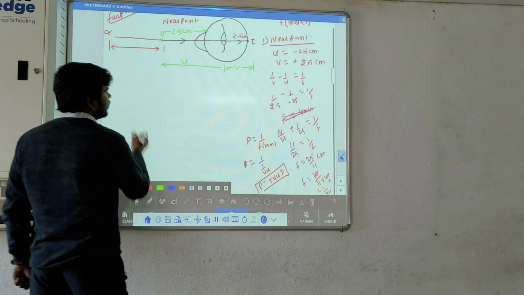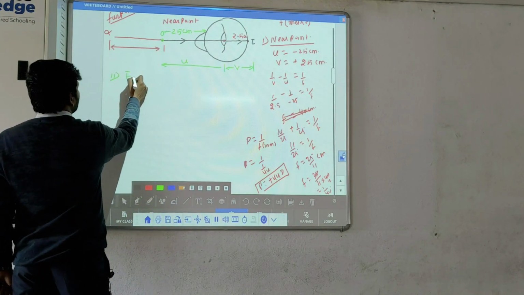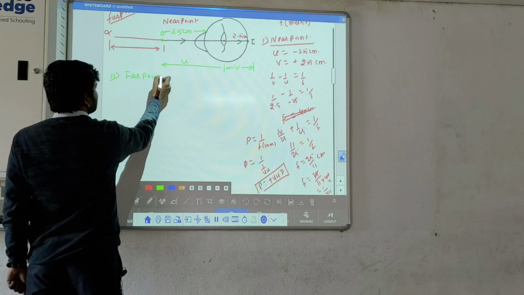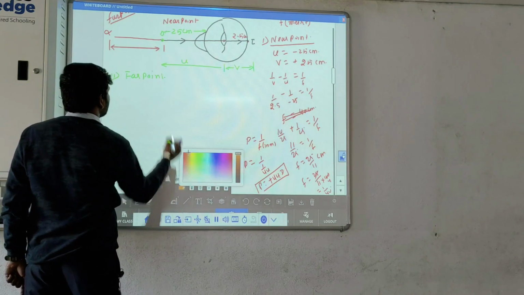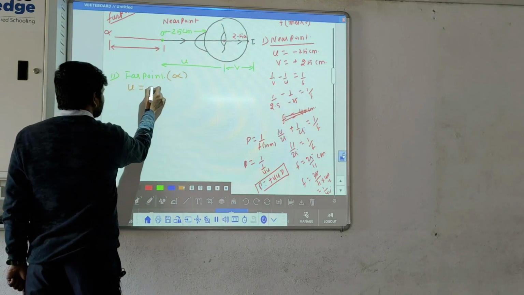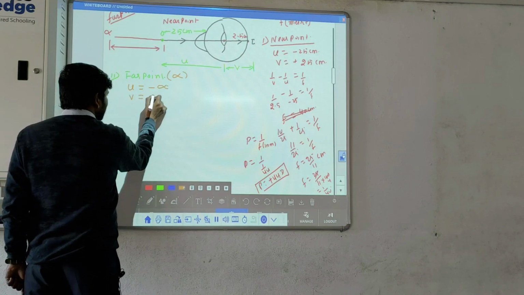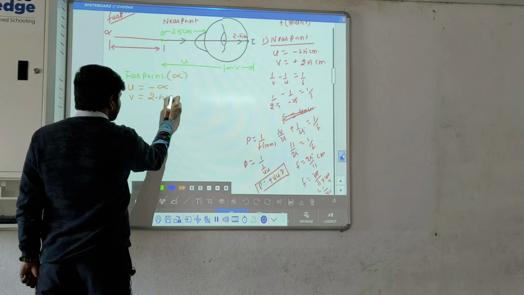Same thing we can calculate, the power when the object is placed at the far point. So what is the far point? I have just explained. The far point in case of the human eye is infinity. So the object is placed at infinity, so the object distance will be infinite. And the image is always formed at the retina, for the normalized 2.5 centimeter.